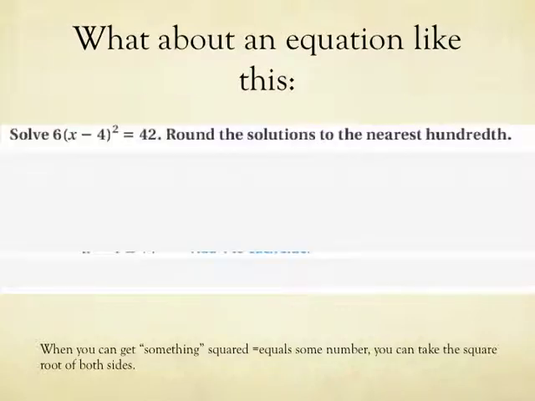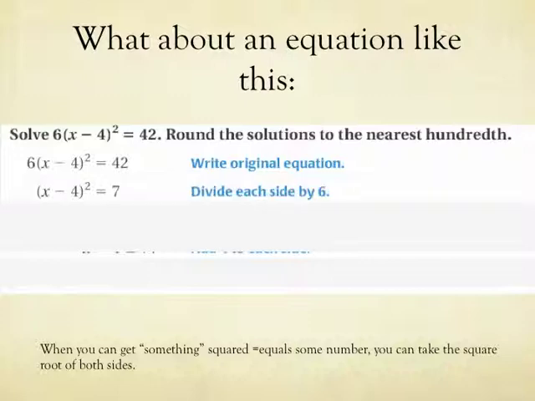Let's work through an example problem. The equation says solve 6 times the quantity x minus 4 squared equals 42. Well, in this case, the first thing that I'm going to do is write the original equation and then divide both sides by 6. When I do that, I notice that I have something squared. In this case, the something that's being squared is x minus 4, equals a number. Something squared equals a number. X minus 4 squared equals 7.